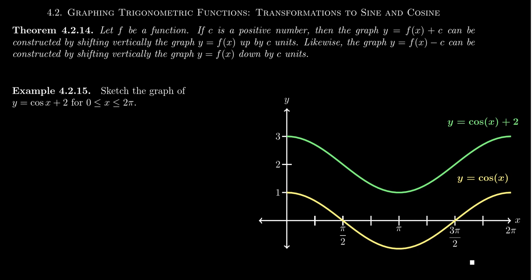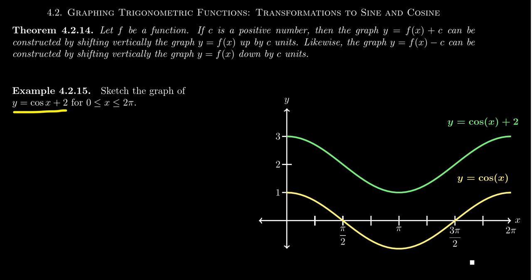That is to say, if we were to translate a graph up, down, left, right, how do you do that algebraically? Well, the general principle is if you have some function f of x and you have some positive number c, then y equals f of x plus c is the same graph, but everything's been shifted up by a factor of c. And so adding c to the function moves everything in the picture up. Conversely, if you subtract c from the function, that causes everything to move down, vertically shifting it down by a factor of c.